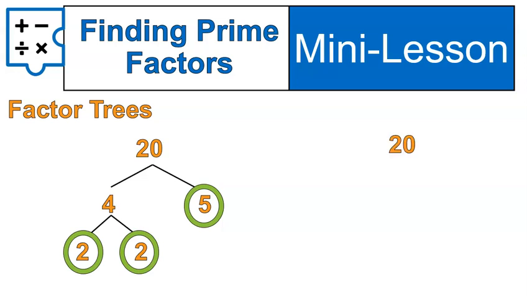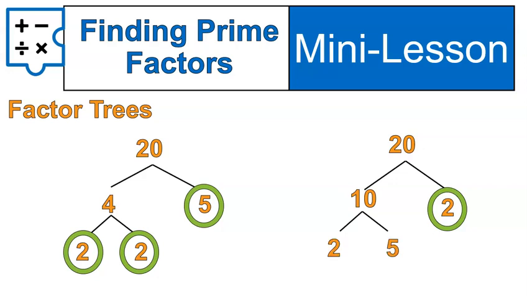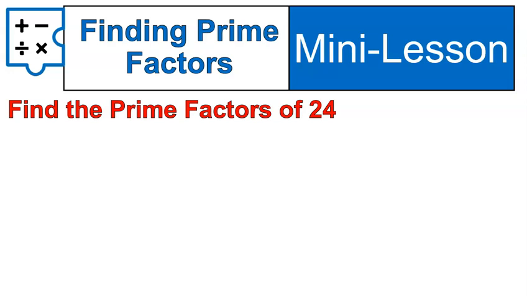What you could also do is start off with 10 times 2. And it will work out. 2 is a prime number. 10 is not a prime number. It's a composite number. So we have to find the factors of 10. Well, 2 times 5 is 10, and those are both prime numbers. Notice with both lists of numbers that are circled in green, it's 2 times 2 times 5. It doesn't matter which factors you start out with, you'll always end up with the same prime numbers if you do this properly.